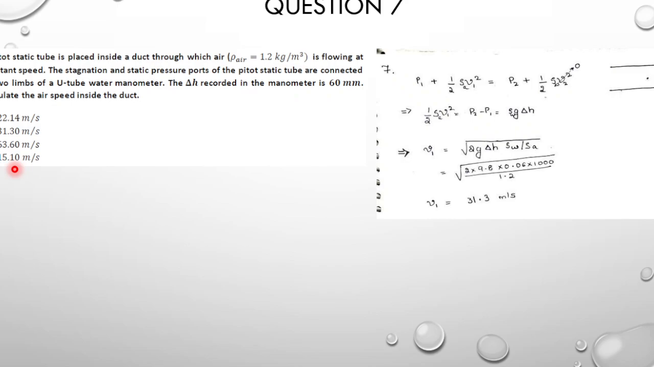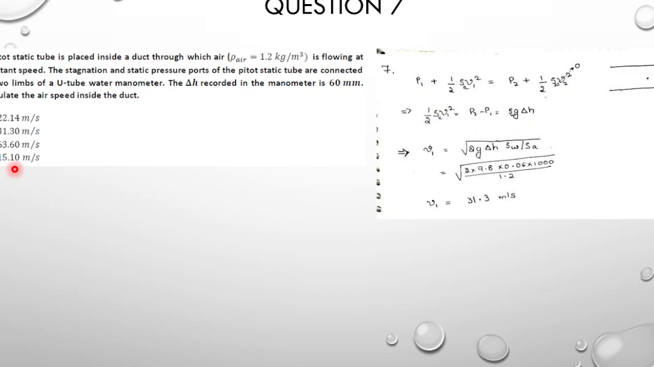So basically they are trying to measure the velocity. They have connected the pitot static tube at 2 points in the duct, wherein there is some pressure difference, and we know that pressure difference because delta H is given. Delta H recorded in the manometer is 60 mm.